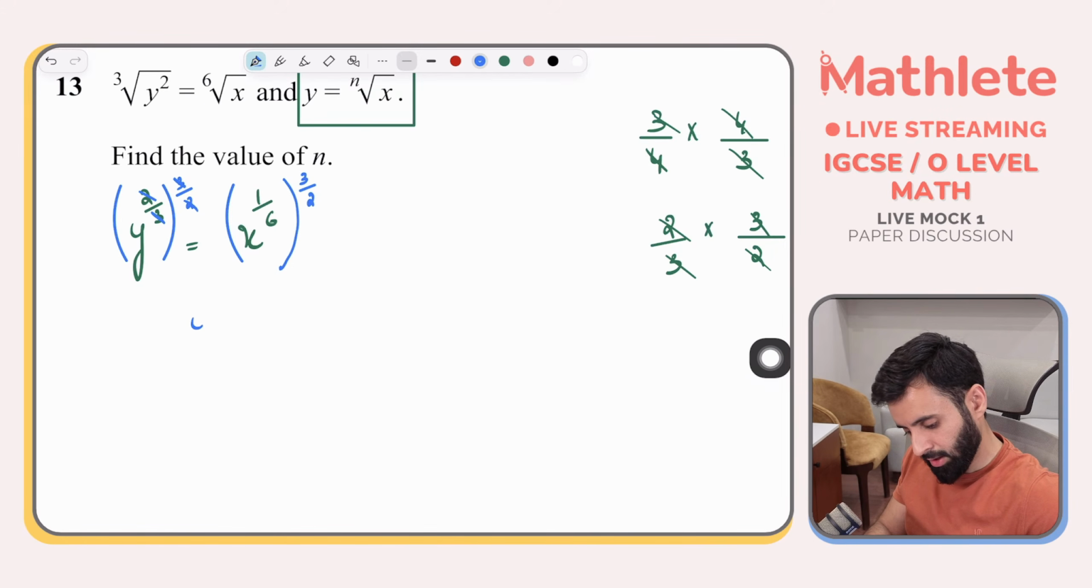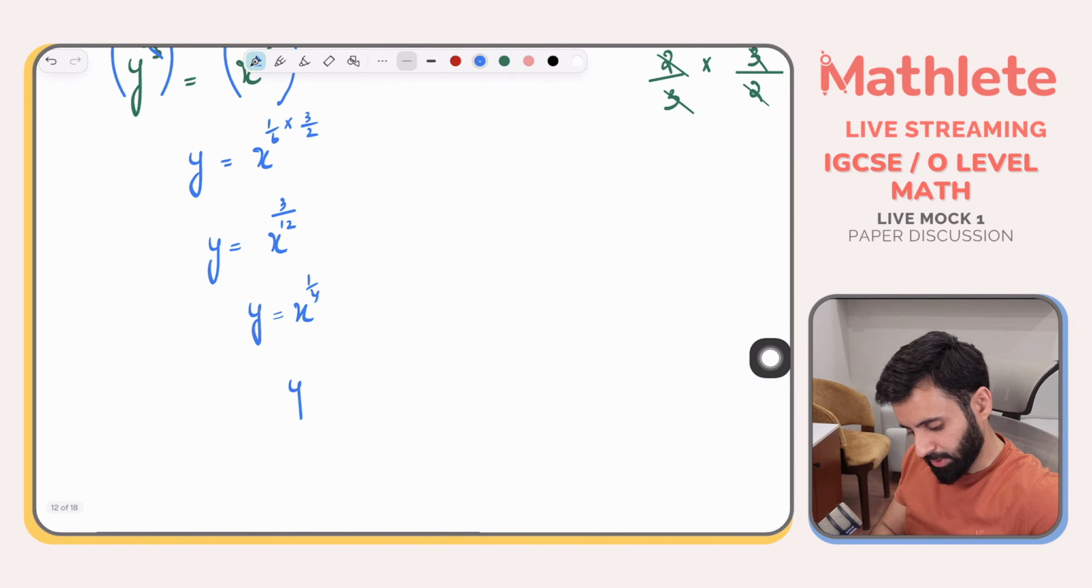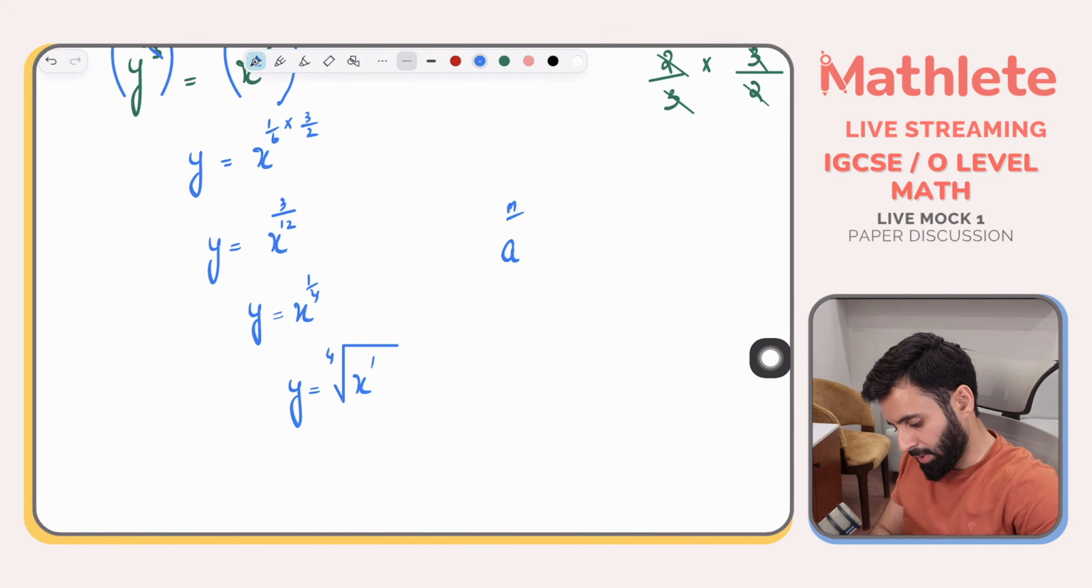Okay. So y is equals to x raised to the power 1 upon 6 into 3 upon 2, which means y is equals to x raised to the power 3 upon 12, which further means that y is equals to x raised to the power 1 upon 4. What does this mean? This means that the power on x is 1 and we are taking its 4th root. Remember this rule: a power m upon n means a power m and you're taking its nth root.